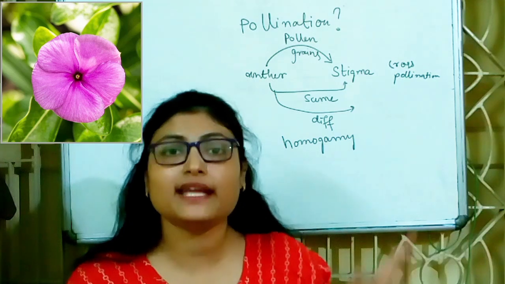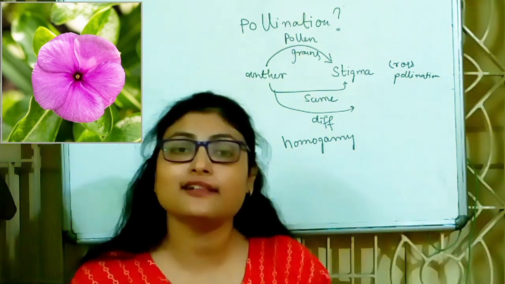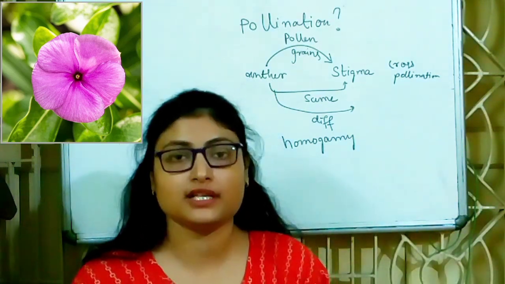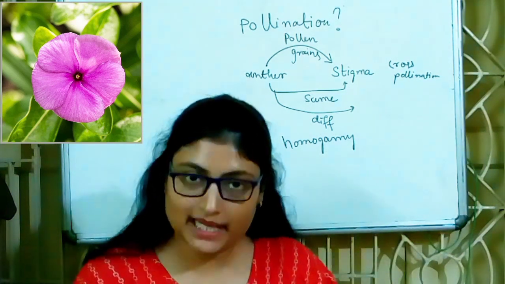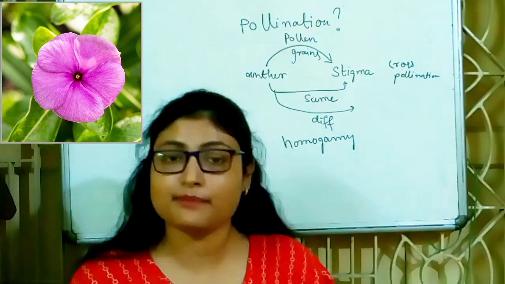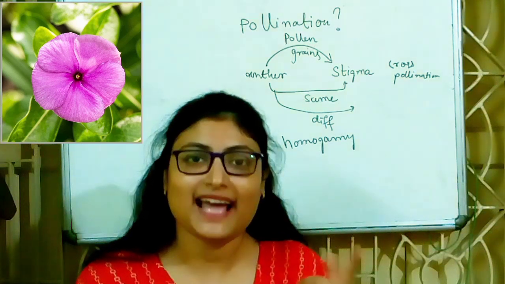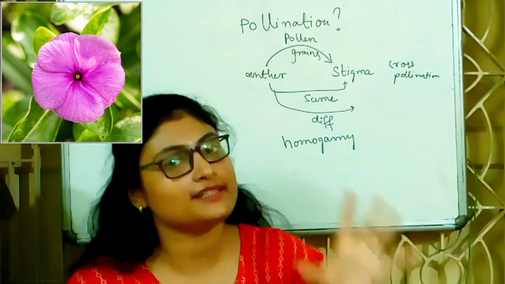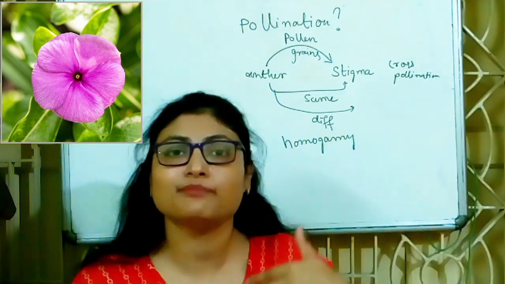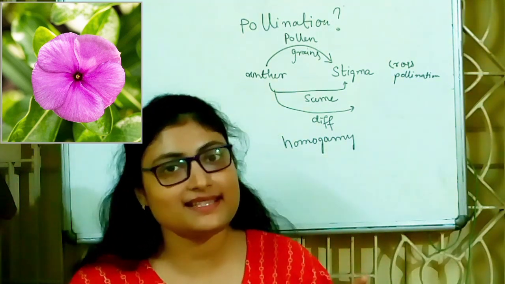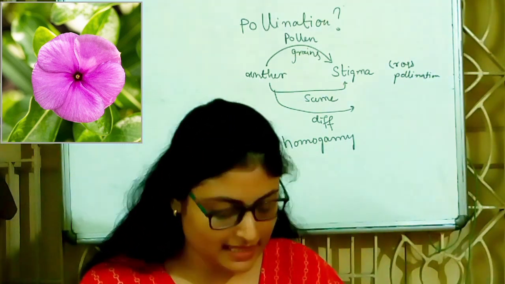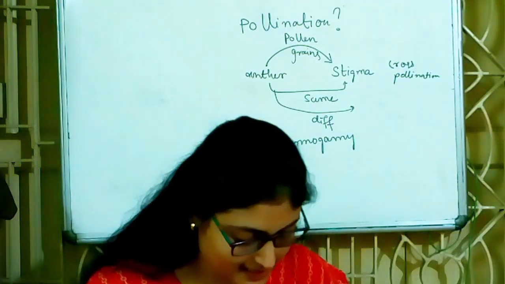Okay, now here in homogamy, this is a kind of adaptation in self-pollination, that the stamen, that is the male part, and the stigma mature at the same time. So this is a bisexual flower, and maturation of the male part and the female part is together. Okay, so this is homogamy. Now what is cleistogamy?